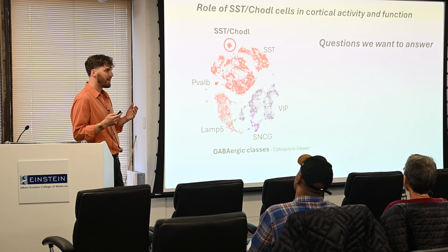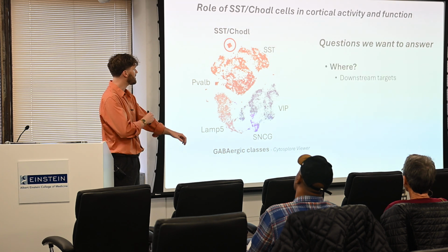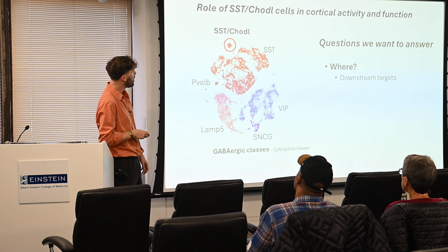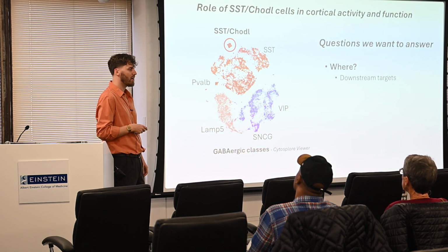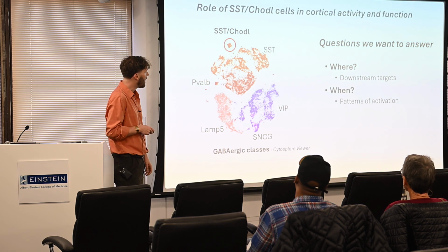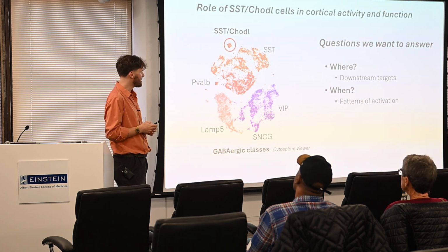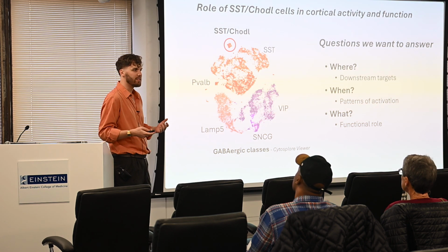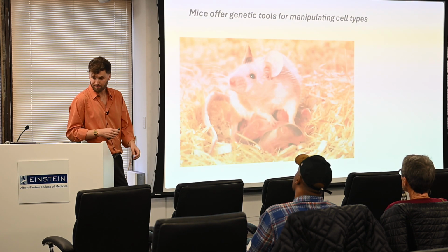So we want to understand what that important thing is, and we want to answer a few questions to better know these cells during my PhD work. We wanted to answer the where of these cells: where are their downstream targets, and what brain regions are they able to affect. The when of these cells: when are they active, what are their patterns of activity. And finally, the what of the cells. What is the functional role? What is it that they're doing in the brain for which evolution is keeping them around?